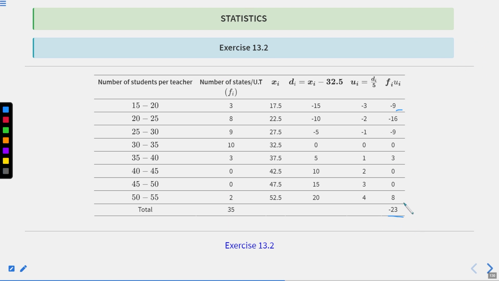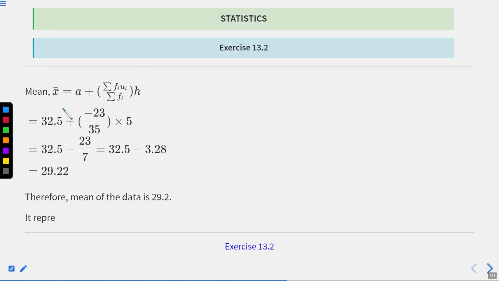23. Okay, so mean x bar is equal to a plus summation fi ui by summation fi times h, and this is equal to 32.5 plus minus 23 by 35 times 5, and this is equal to 32.5 minus 23 by 7, and this is equal to 32.5 minus 3.28, and this is equal to 29.22. Okay, so therefore the mean of the data is 29.2. So the mean of the data is 29.2.